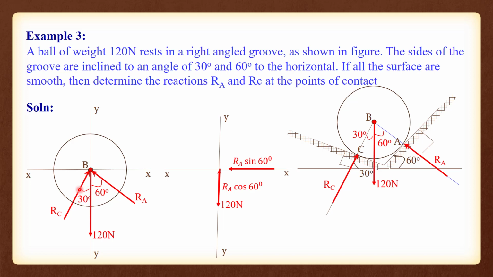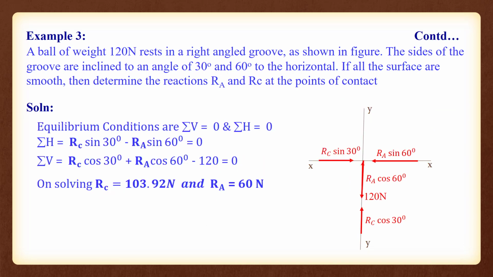Now here also the component which is very close to the marked angle will be cos. So the vertical component of RC will be RC cos 30 and the horizontal component will be RC sin 30. So I can mark those components also in this figure. So RC cos 30 acting upwards and RC sin 30 acting towards right. So these are the forces acting. Now we will apply the equilibrium conditions for finding out the reactions at A and C.